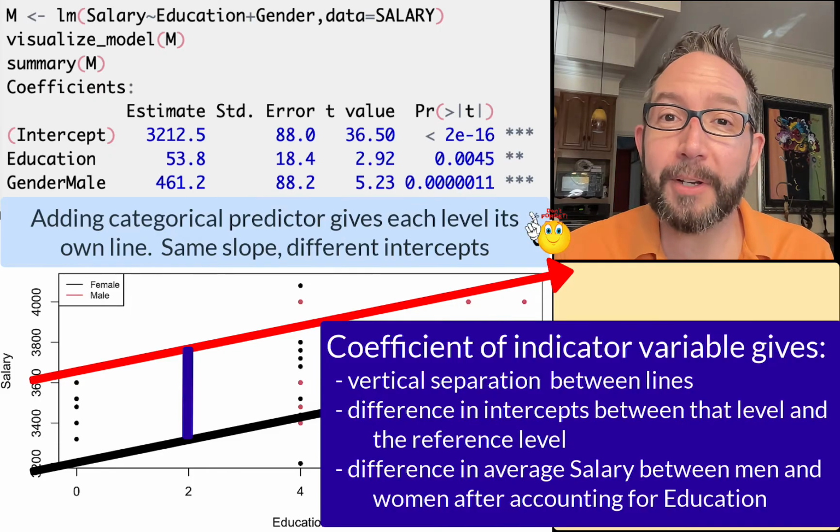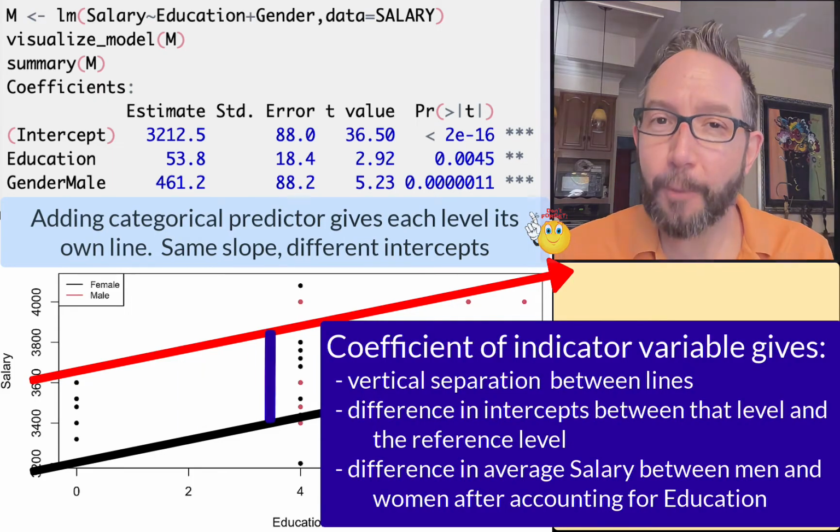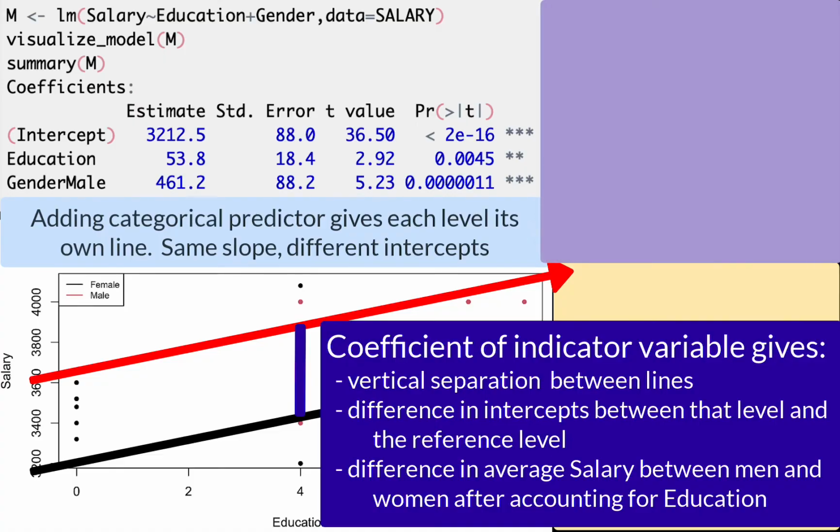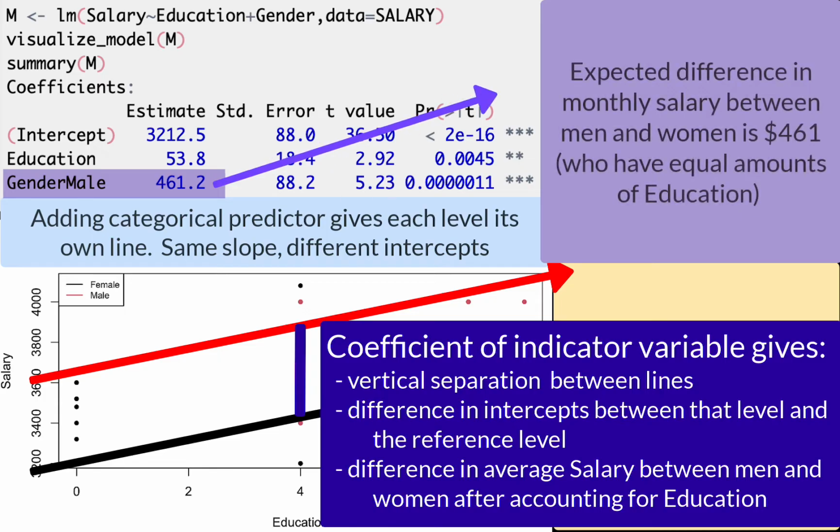So for instance, if we were to compare men and women that had 4 years of education, we would find that the coefficient of gender male, which is about $461, would be the expected difference in the monthly salary between men and women who had 4 years of education, or any other identical value of education for that matter.